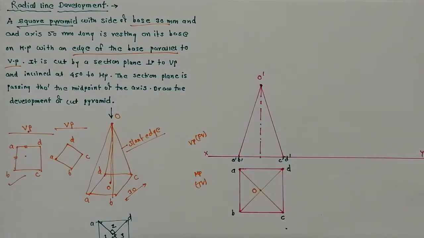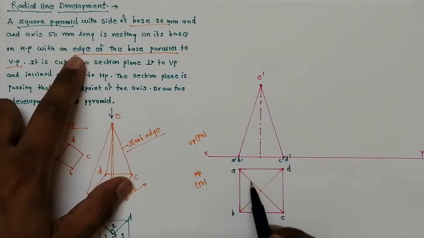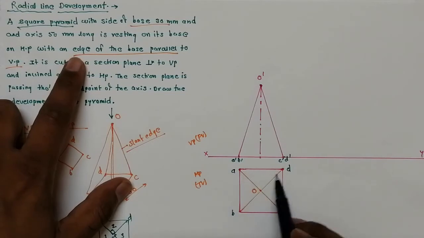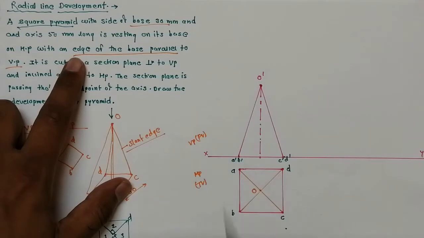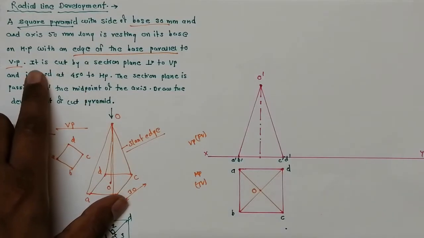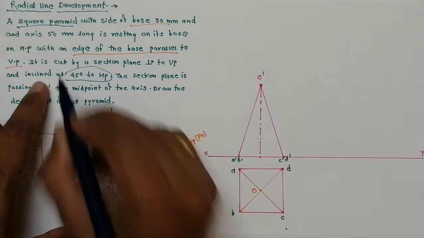Okay, now the first sentence is over, and the condition we have also satisfied. The edge of the base, we consider, suppose AD is our edge of this base, it is parallel to VP, so this edge is parallel to VP. Now the second sentence: it is cut by the section plane inclined at 45 degrees to HP.